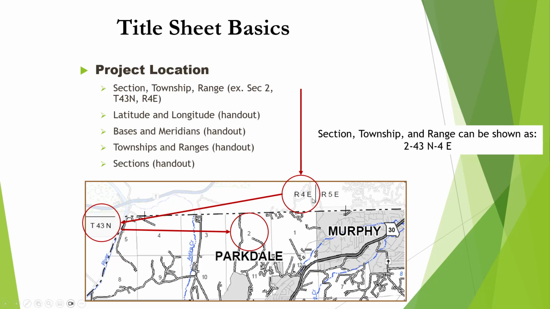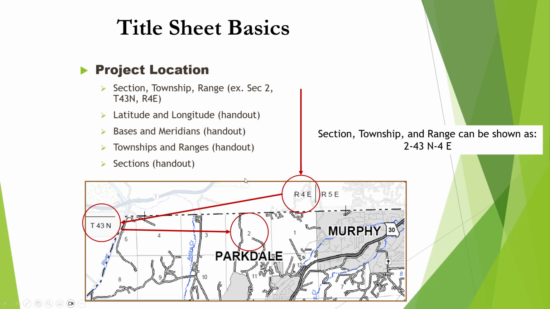And then you'll see the range. When you're talking township, you're talking coming from the baseline going north up to this block, this section where we're at. And when you're talking range, you're talking about east or west of the principal meridian, and we'll talk more about that when we get to it. But in this case, we're 4 to the east of that principal meridian.